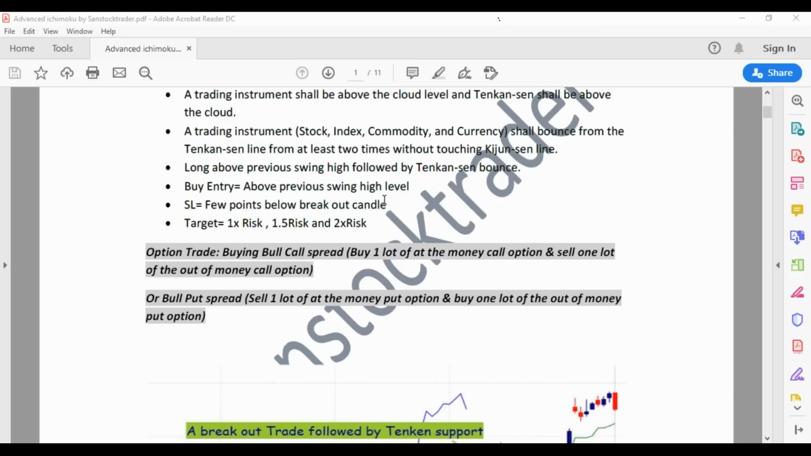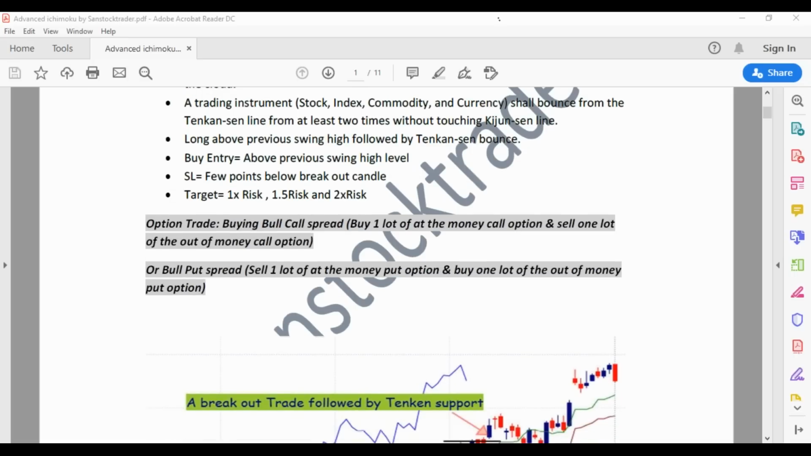What would be the stop loss? The stop loss is a few points below the breakout candle which breaks above the previous swing high. Whatever the distance from entry to stop loss is, that is called the risk. The first target is 1 times the risk, the second target will be 1.5 times the risk, and the third is 2 times the risk.